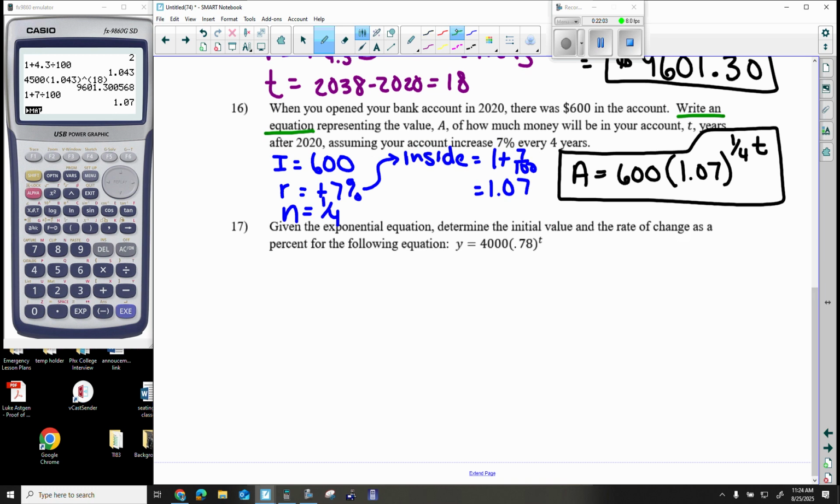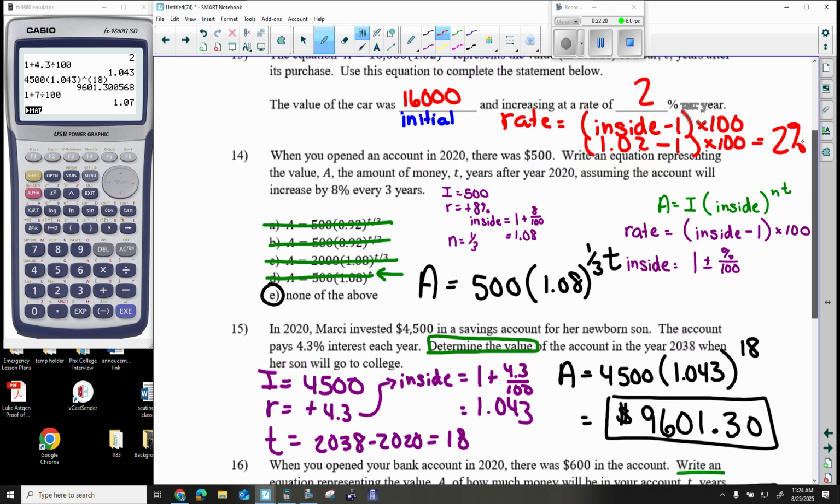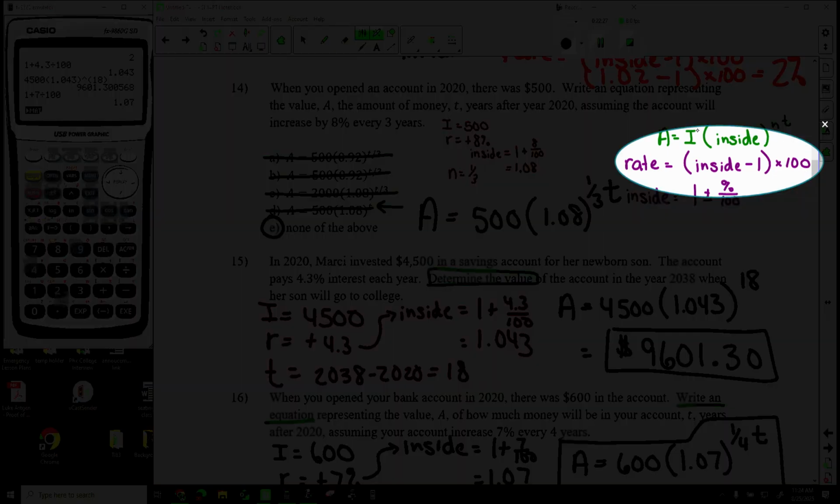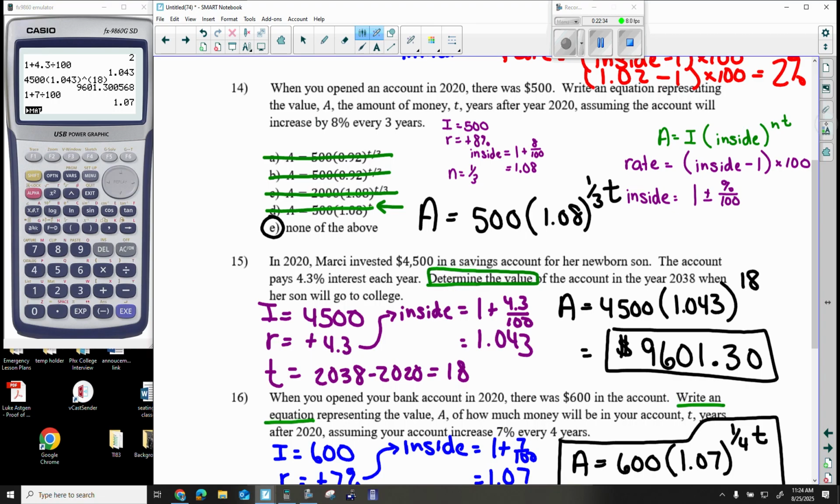This one is asking us two questions. What is the initial value and what is the rate? So the initial value is the outside number. Now the next question is asking for the rate. And again, we have an equation for that, right? The rate that I'm looking at is right here. This is what I'm referring to. This is asking for what is the rate. So I'm going to use that formula right there to figure out our rate.